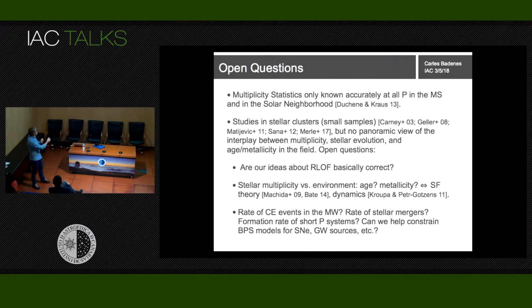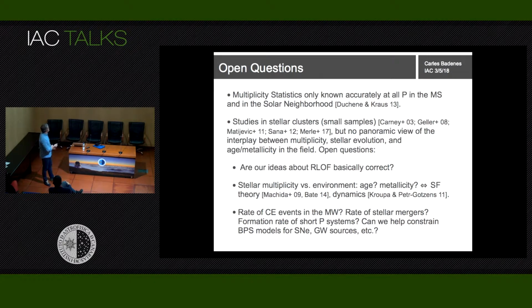Very basic things. Are basic ideas about Roche-lobe overflow correct? Is this image we have in our head that we use to interpret so many of the things we see in astronomy basically correct? Does age or metallicity influence stellar multiplicity? Are stars of different metallicity equally likely to be in multiple systems? Or is this something that changes? Because if it changes, then the rate of gravitational wave sources changes. The rate of Type Ia supernovae changes. The rate of core collapse supernovae changes, and all sorts of things can happen.